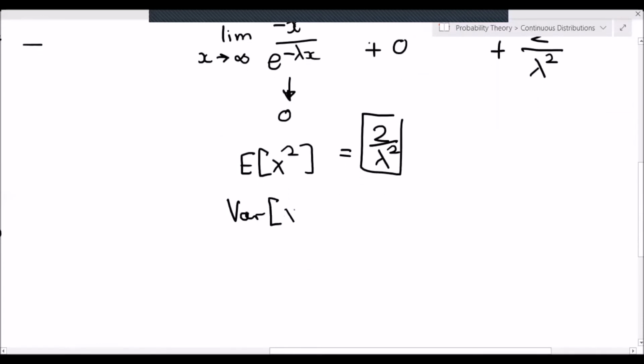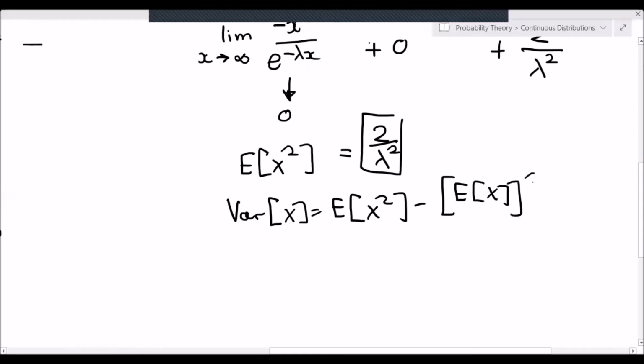So the variance of x is equal to the expected value of x squared minus the square of the expected value of x. So it's equal to 2 over lambda squared minus 1 over lambda squared, which leaves you with 1 over lambda squared. So we have the expected value, we have the variance of x.